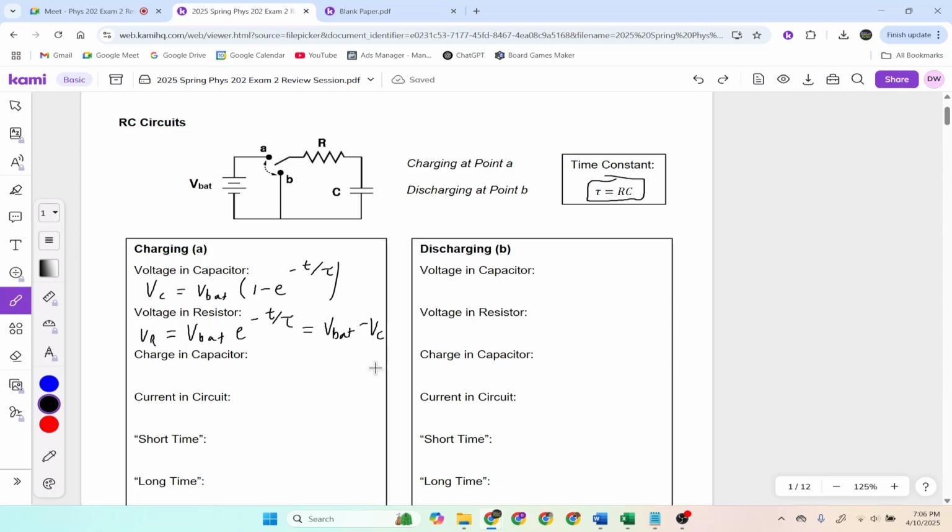Then we have charge on the capacitor. Remember that capacitance C equals Q over V. This is from exam 1. Well, if you just multiply both sides by V, and you remember that V is V battery times 1 minus e to the negative t over tau, that's the voltage in the capacitor. So that's the equation for charge on the capacitor.